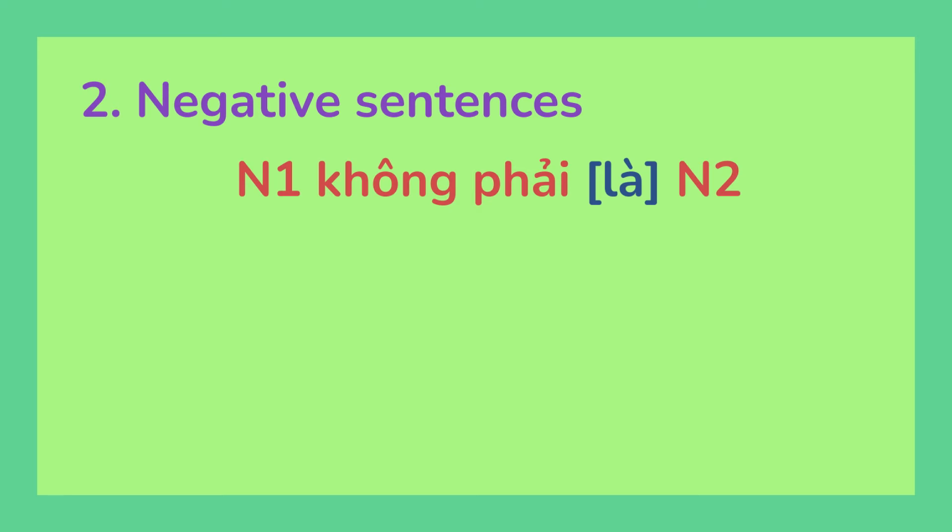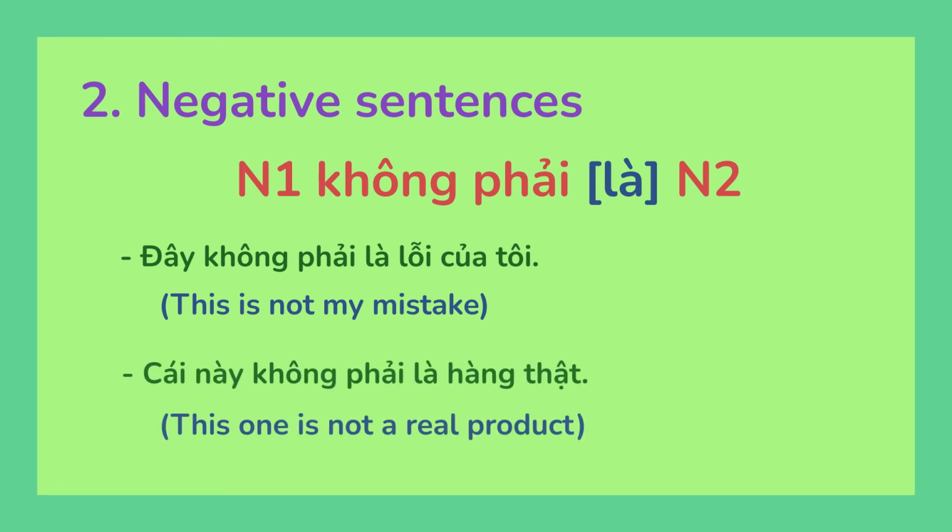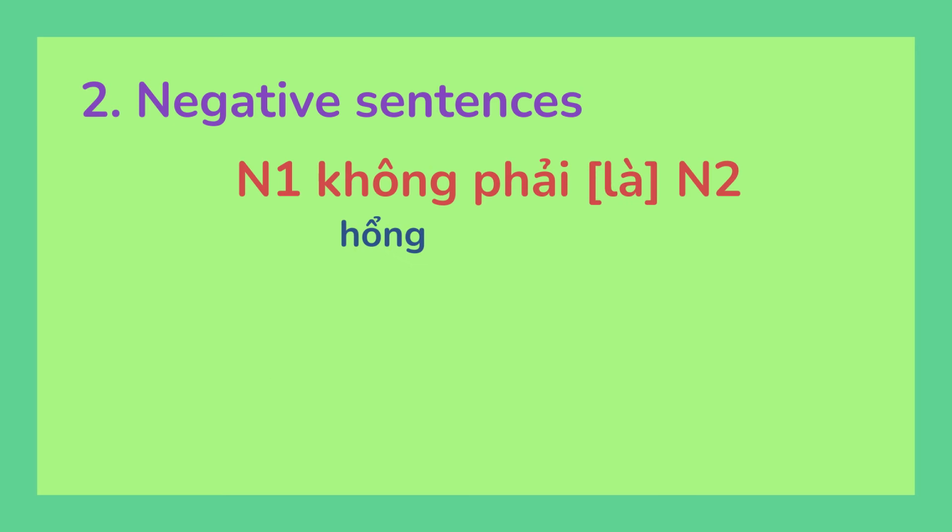For example, đây không phải là lỗi của tôi. Cái này không phải là hàng thật. You could also use many negative words like hỏng, chẳng, chả, đâu to substitute the word không. For example, em không phải giáo viên, em là học sinh.